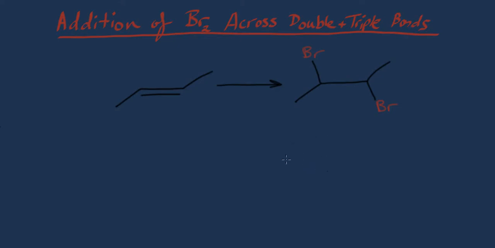Hey everyone, in this video I'm going to be going over the mechanism for the reaction of an addition of some halogen across a double or maybe even a triple bond. So let's get into it. Let's say perhaps we have the following reaction and we're trying to figure out how to make it go forward.